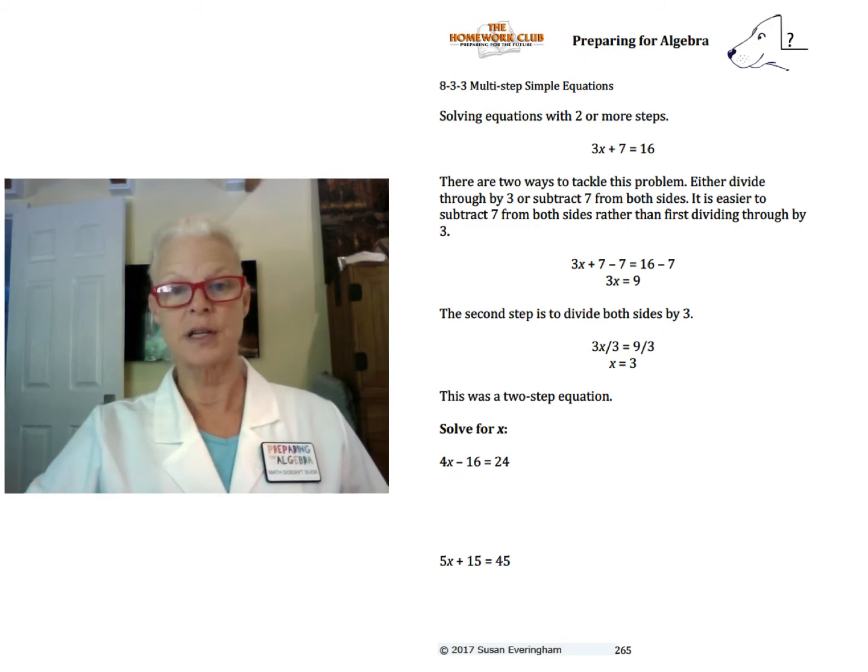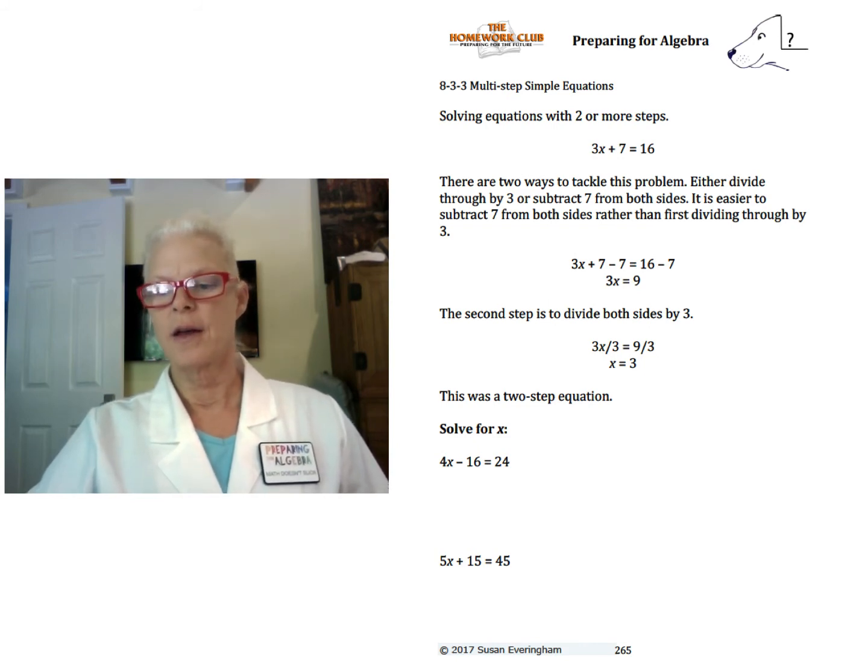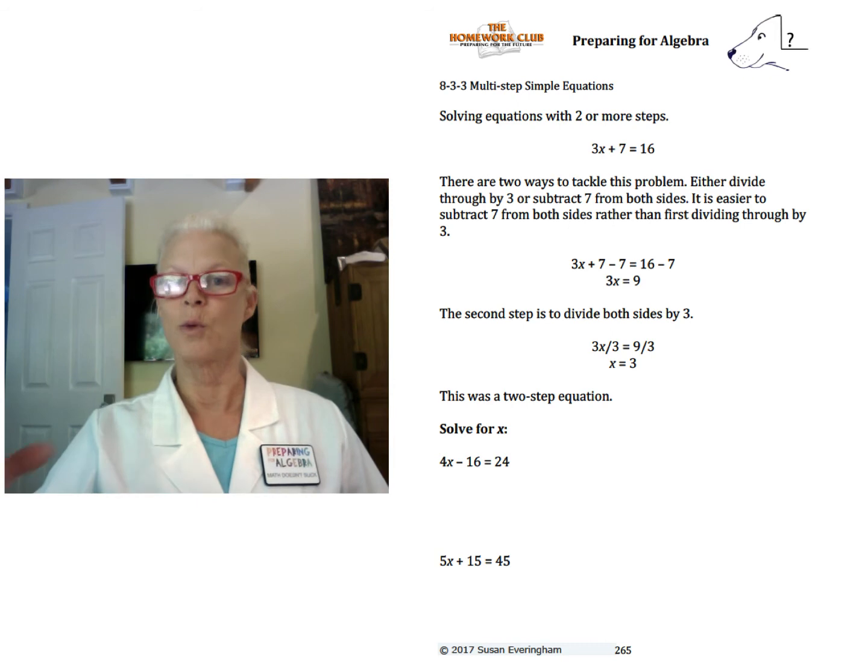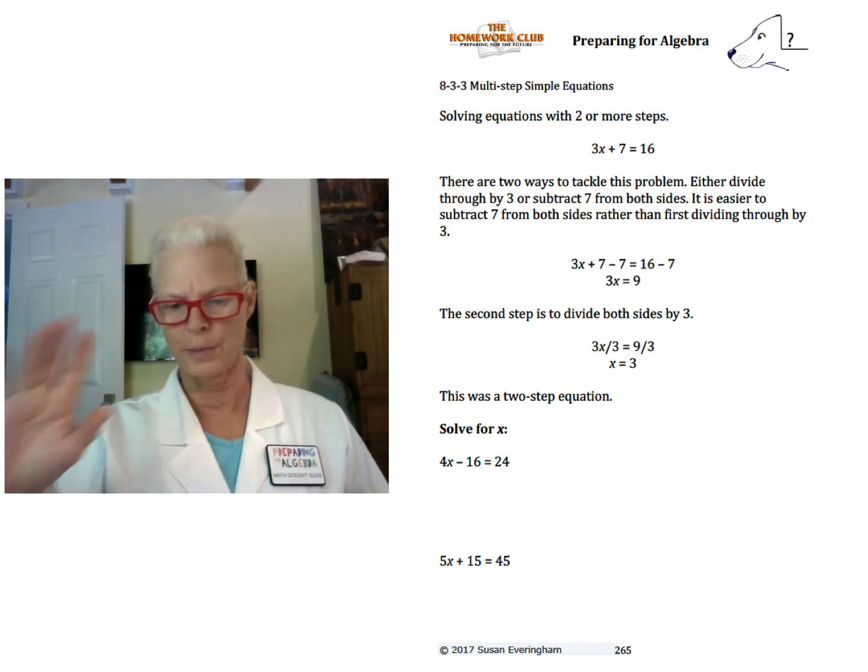Okay, on page 265, we're going to do some problems on our own here. Again, we've got example 3x plus 7 equals 16. We take away 7 from both sides, leaving us with 3x equals 9. Divide 3 on both sides, x equals 3. So multi-step. Just stay organized and you'll be just fine.